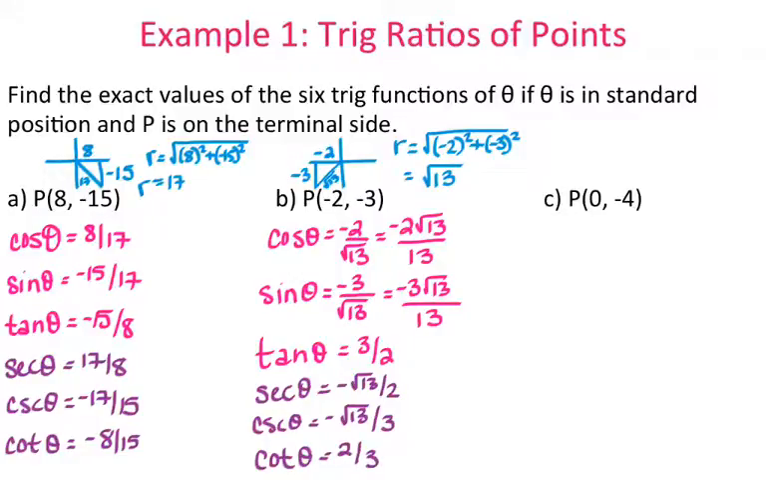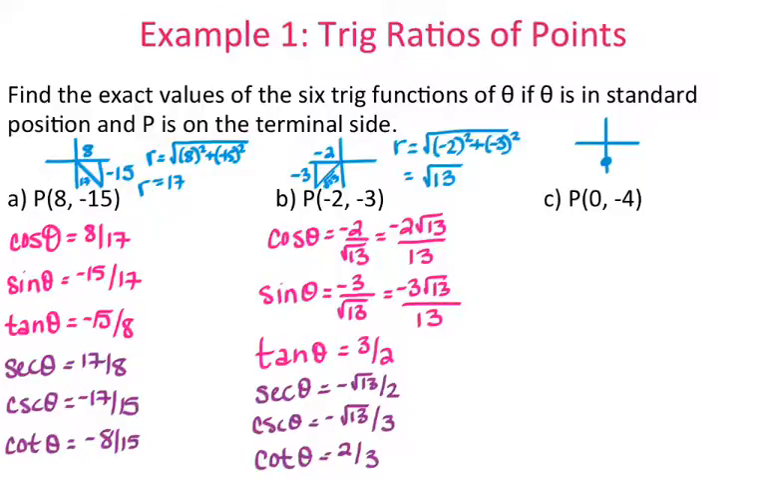All right, letter C. Let's go ahead and sketch this one out. (0, negative 4). Well, where is (0, negative 4)? Oh, that's right here. So you don't really have a triangle to work with. So you can't really work with SOHCAHTOA, where sine is opposite over hypotenuse, cosine is adjacent over hypotenuse, and tangent is opposite over adjacent. In this case, you actually just have to work with your points x, y, and r.